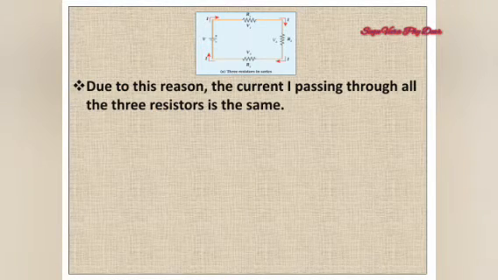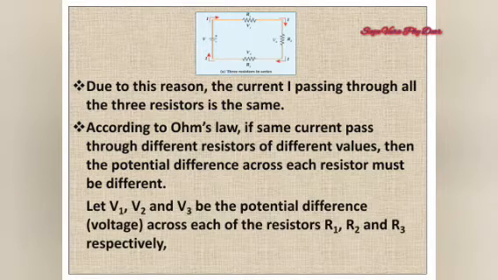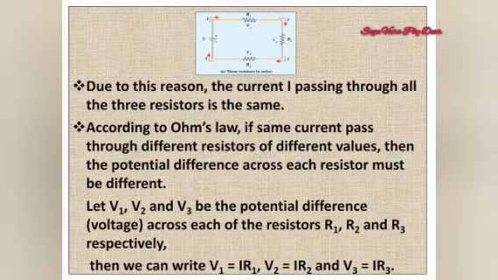According to Ohm's law, if the same current passes through different resistors of different values, then the potential difference across each resistor must be different. Let V1, V2 and V3 be the potential differences across each of the resistors R1, R2 and R3 respectively. Then we can write from Ohm's law V1 equal to IR1, V2 equal to IR2 and V3 equal to IR3.